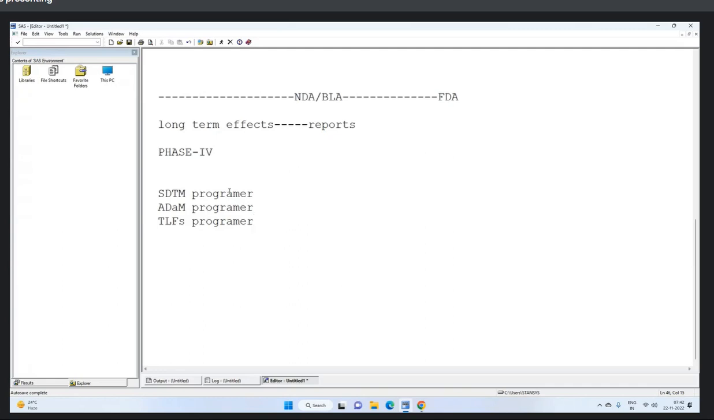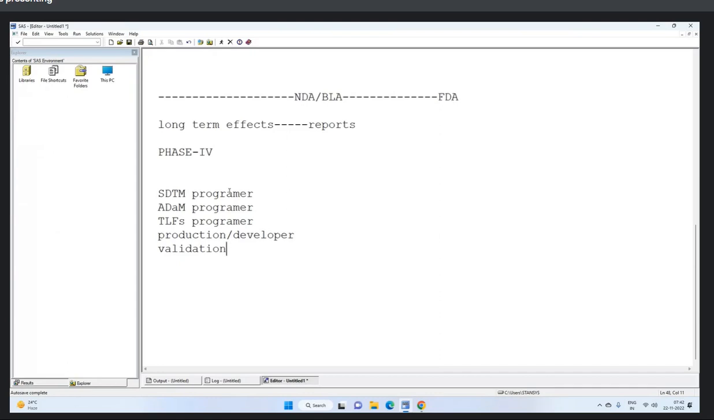Some companies use end-to-end. From SDTM to TLFs, you are the only person who should do everything within a small company. But in a big company, we are going to have separate teams for SDTM, ADaM, tables, and listings. And again, in all the three concepts, we are going to have a production side. So on the development side, you are going to be an SDTM developer, ADaM developer, and a TLF developer. And there's going to be another position called validation.